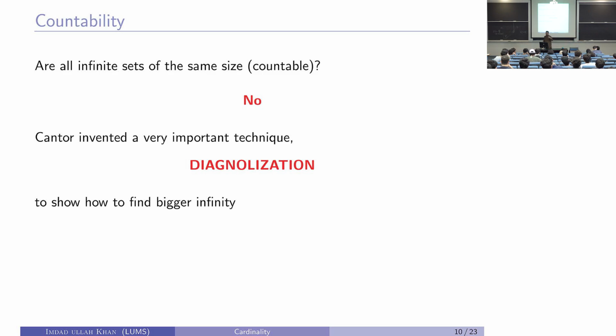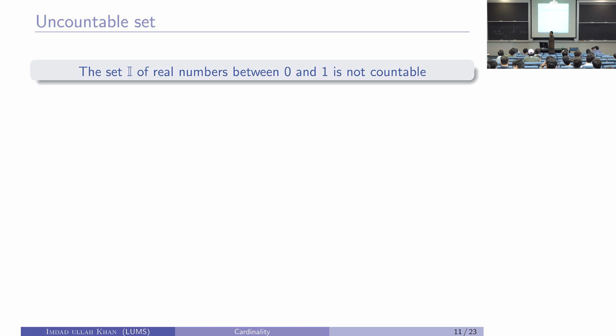The method is even more important. Those of you who study theory of computation or algorithms will see that diagonalization is a very important, very powerful tool in computation and all of mathematics. We will study diagonalization, and I will prove to you that the set I of all real numbers between 0 and 1 is not countable. It has strictly more cardinality than the set of natural numbers. There is no way you can start writing the real numbers between 0 and 1 so that every number will be printed after a finite amount of time. You cannot count them.